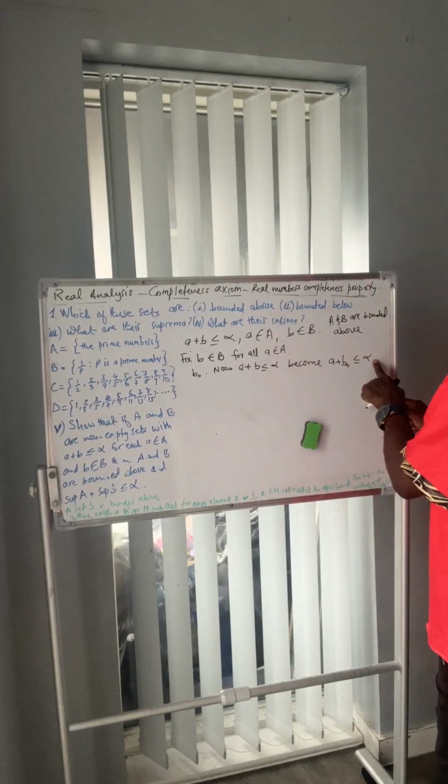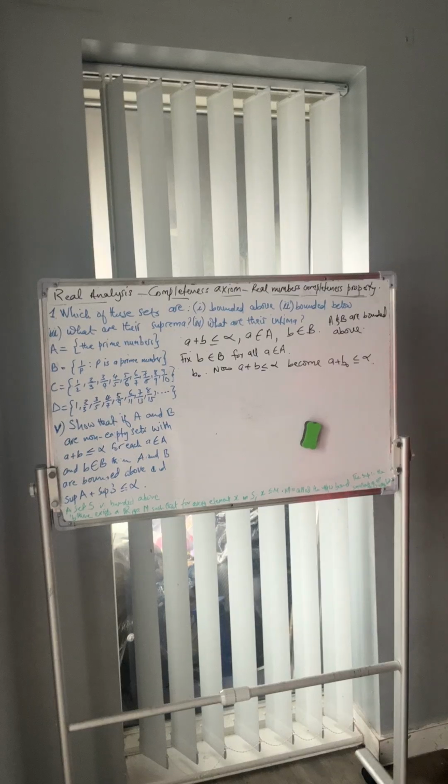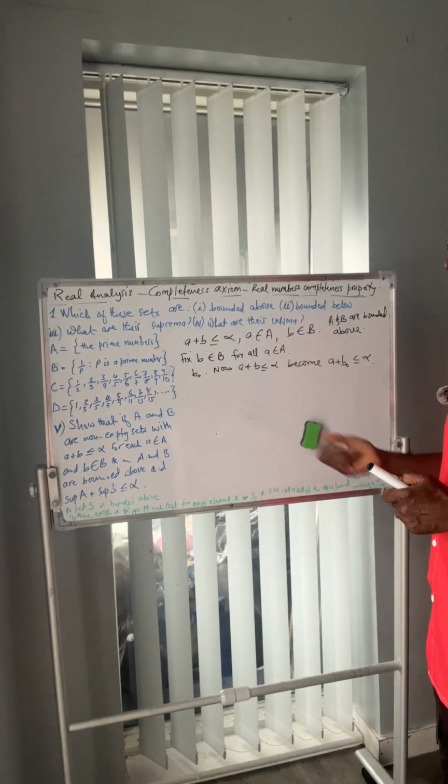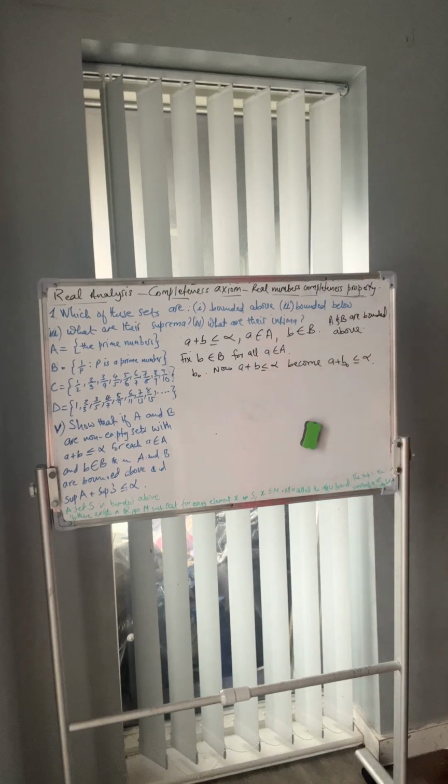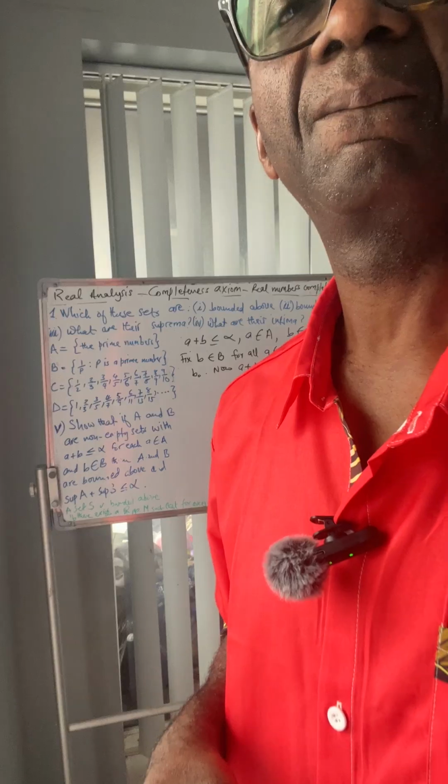Let's stop there. Why do we do this? Why do we fix one element of B and then come back to the original equation? Why do we do that?